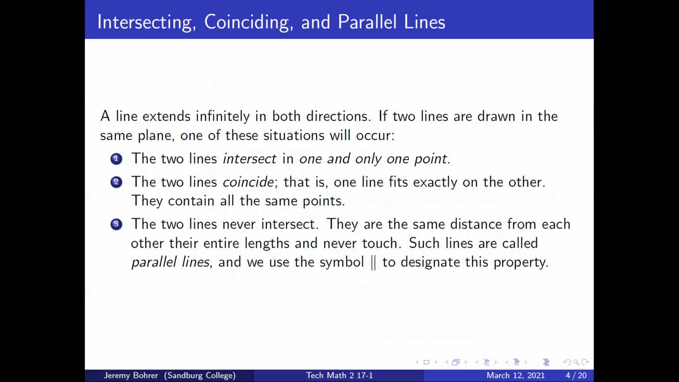A line extends infinitely in both directions. If 2 lines are drawn in the same plane, one of these situations will occur. The 2 lines intersect in one and only one point. The 2 lines coincide, that is, one line fits exactly on the other, and they contain all the same points. Or third, the 2 lines never intersect. They are the same distance from each other their entire lengths and never touch. Such lines are called parallel lines, and we use the symbol of 2 straight lines side by side to designate this property.